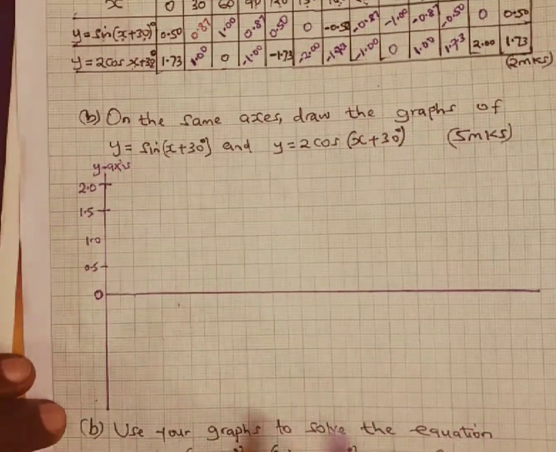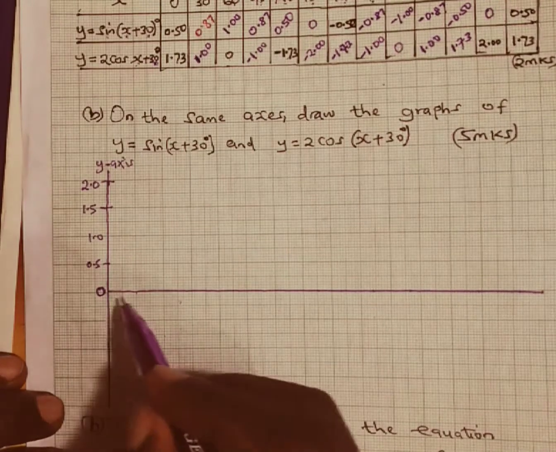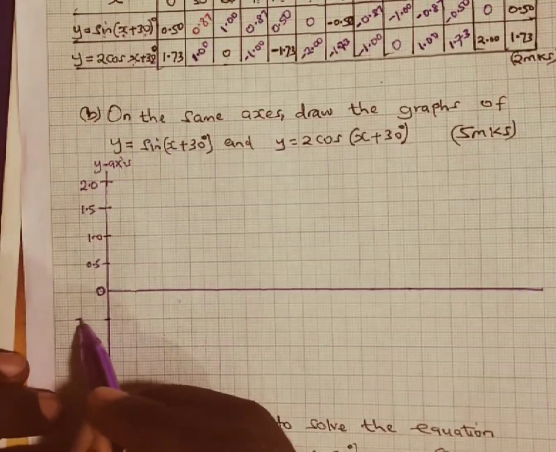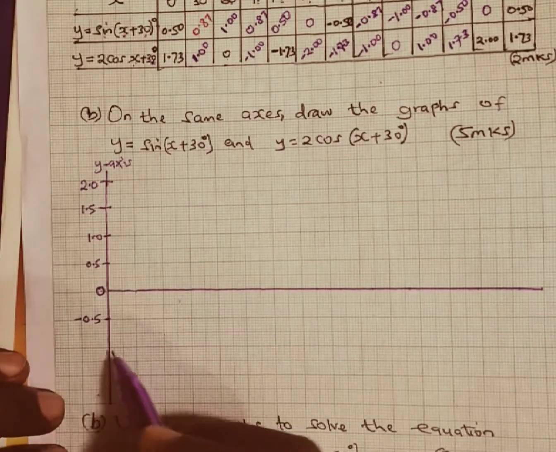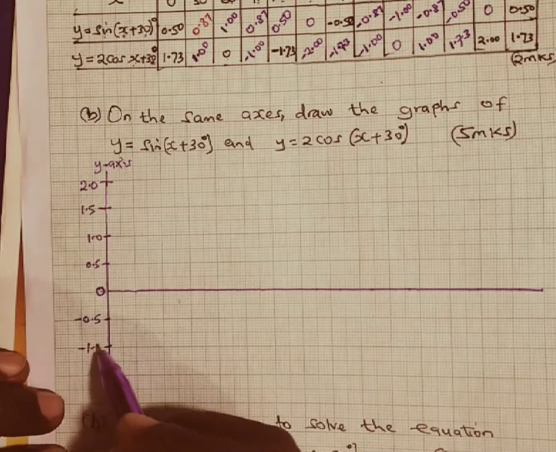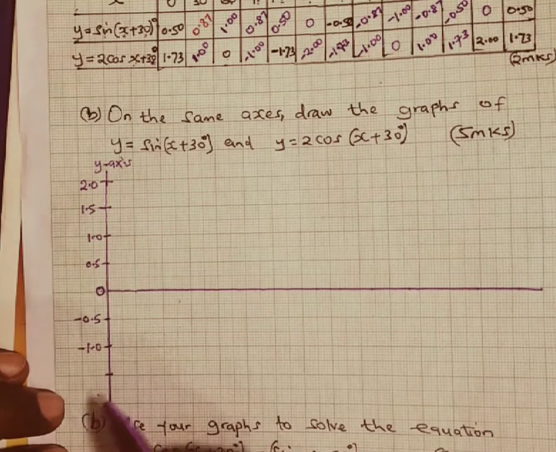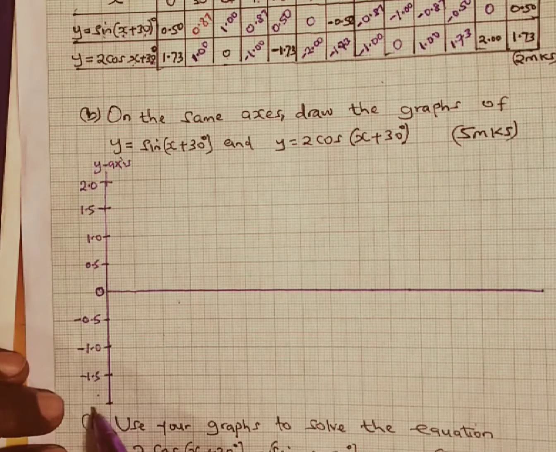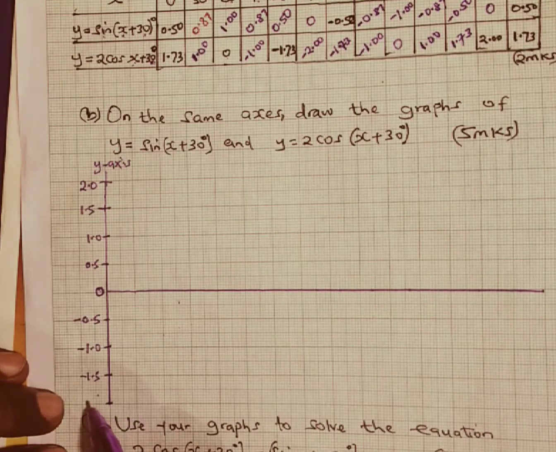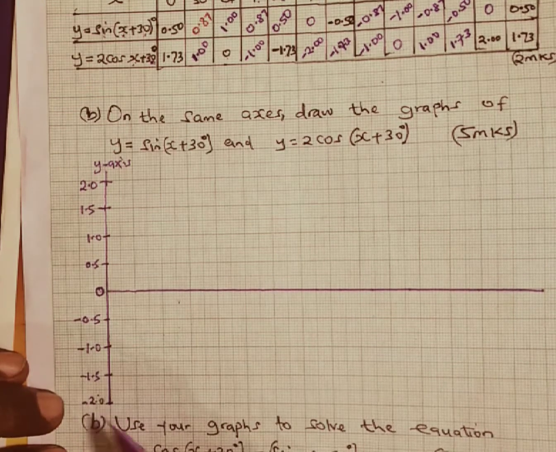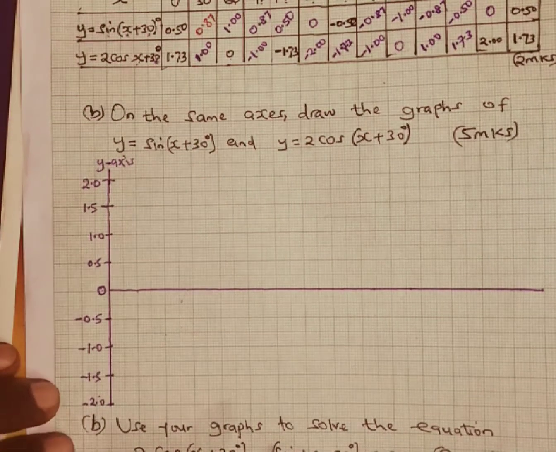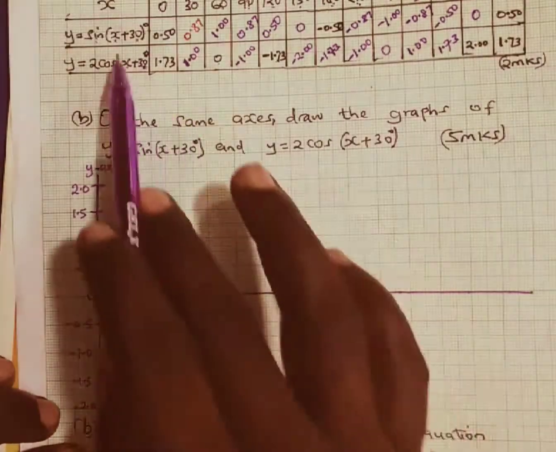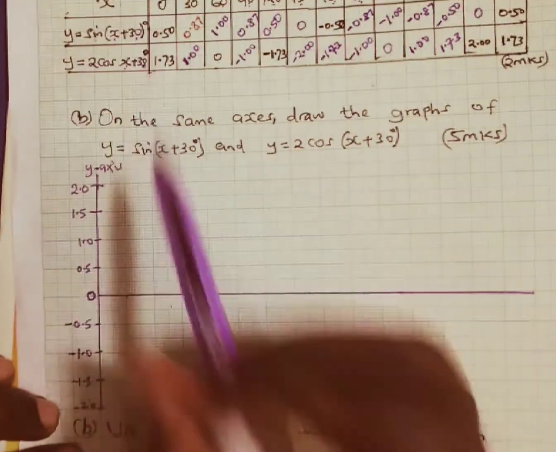From there, again, we have negative values of y. So if this is 0, this one is going to be negative 0.5. Then this one becomes negative 1.0. This one becomes negative 1.5. And this one here becomes negative 2.0. From here now we can start with the x values, where x begins from 0.